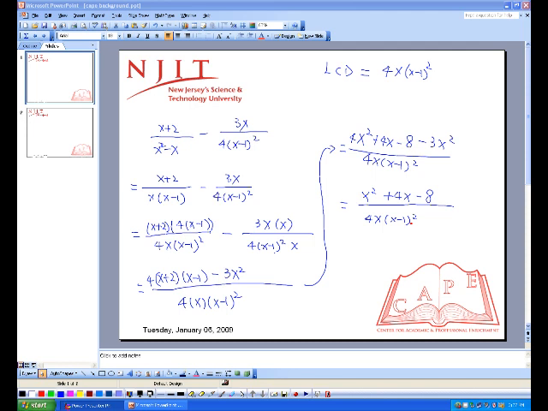And that will be the answer. Okay, so the steps will be: first, find the least common denominator if the denominators are different, and then you change both the denominators into the least common denominator, and you also have to change the numerators, multiplying by corresponding factors, and then you just add or subtract the numerators, and the final result will be the answer.